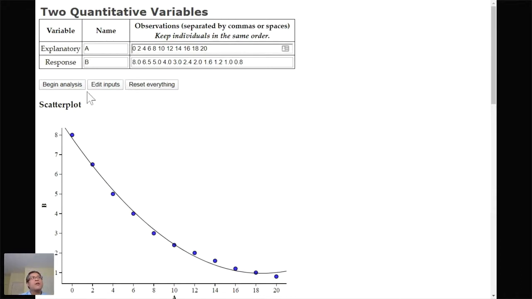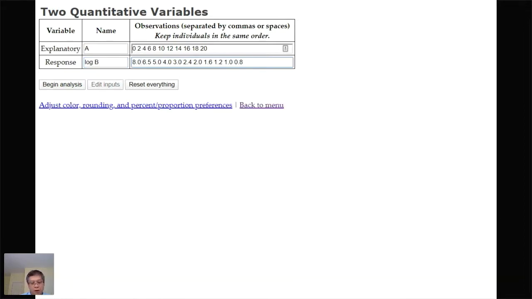Okay. So what I'm going to do here is replace this, I'm going to call this log b. And all I'm going to do here is replace all these numbers I have here with their logarithms. Okay, so let's do 0.903.